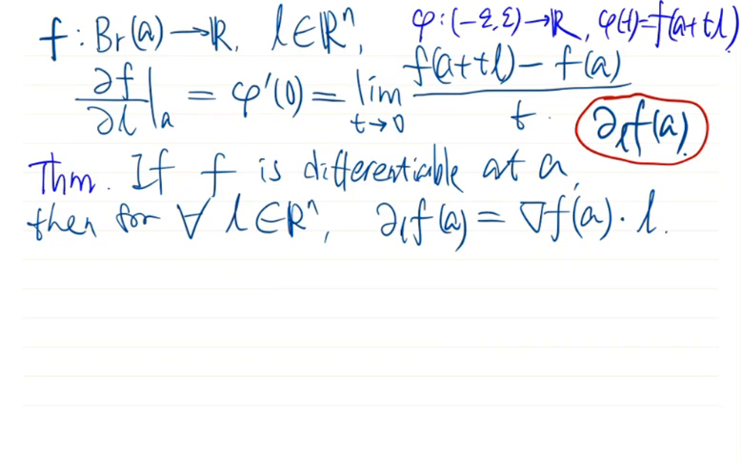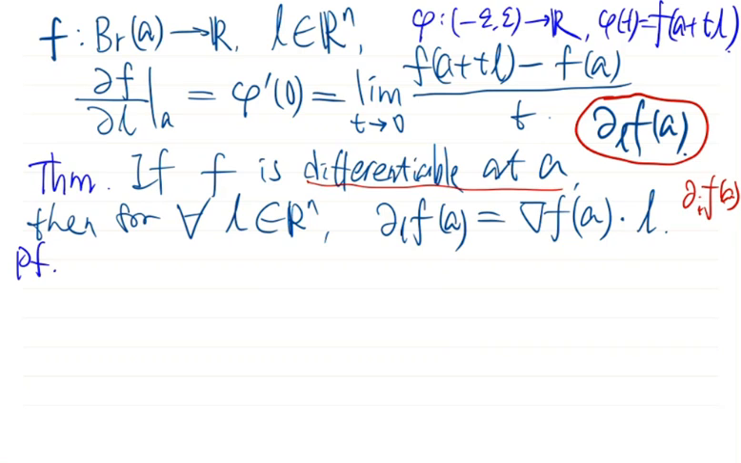Okay, note that the differentiability of f at a implies that for every i, the partial derivative D_i f(a) exists. So because all the D_i f(a) exist, therefore the gradient exists, because the gradient is a vector whose components are the partial derivatives of f at a. Now the proof of this theorem is also very simple.